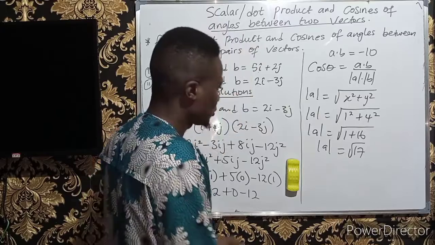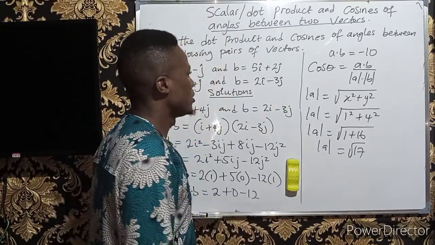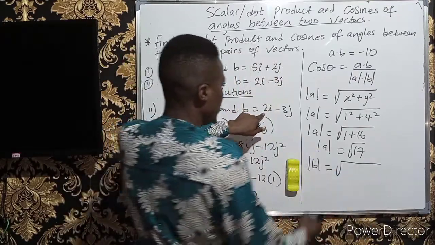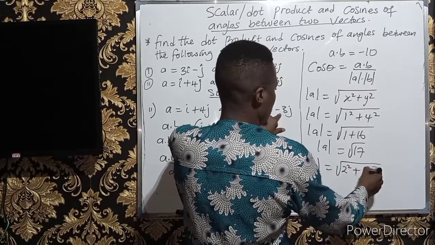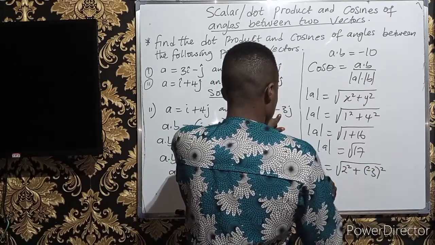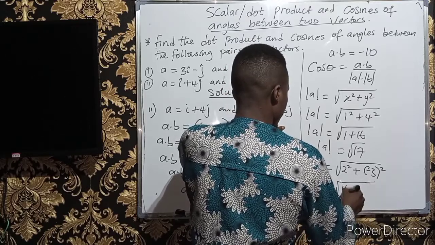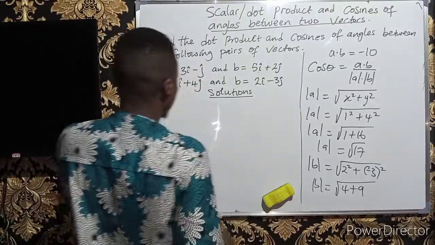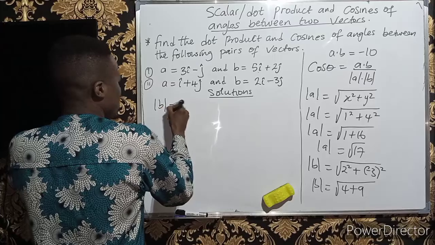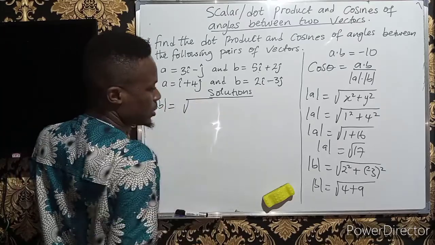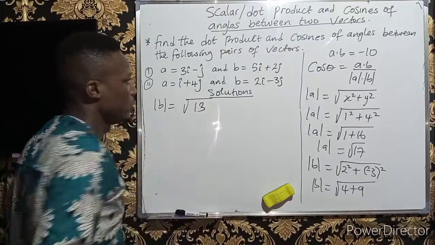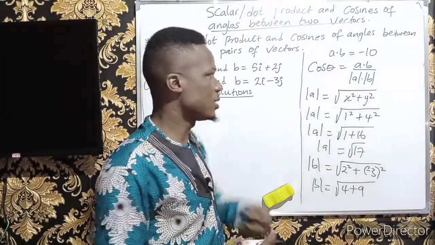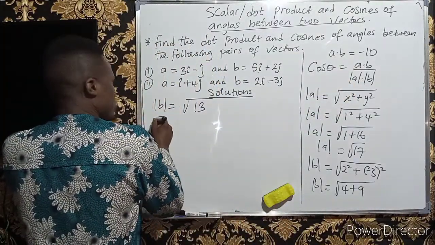Okay. Now, having got modulus of a, I'll have to get the modulus of b. Now, modulus of b will give me square root of, look at b here, x is 2 squared plus y is minus 3 squared. So modulus of b is the same thing as square root of 4 plus 9. I'll wipe off here to continue. So modulus of b will give me square root of 4 plus 9, which is just 13. Okay, now having got modulus of a, modulus of b, and a dot b, let us substitute them in this formula to get the value of the cosine of the angle between them.